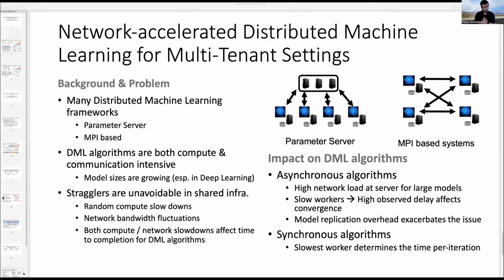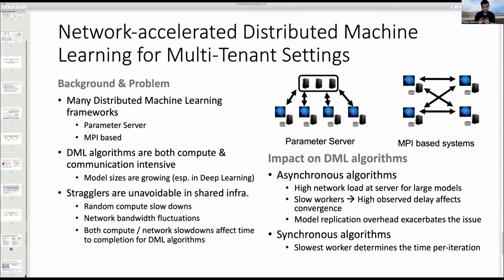With respect to DML algorithms, there are two very popular algorithms that we are typically using. One is the asynchronous algorithms, where workers just update the model asynchronously. There's no barrier between the multiple workers. Asynchronous algorithms are typically implemented using the parameter server architecture, in which case when the model size increases, the network load at the server is very high. And once a worker is very slow, we also see that the delay effects start affecting the convergence.